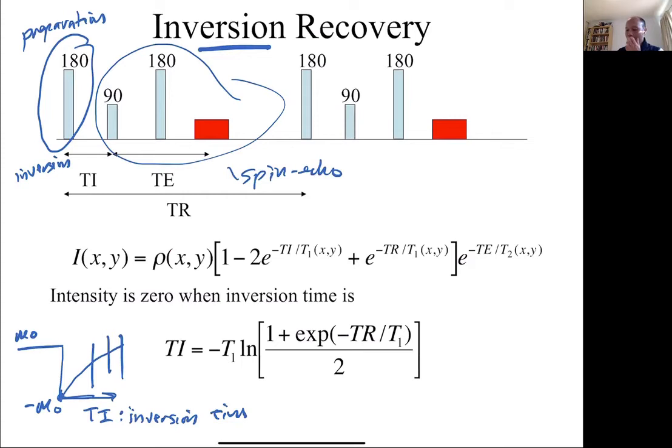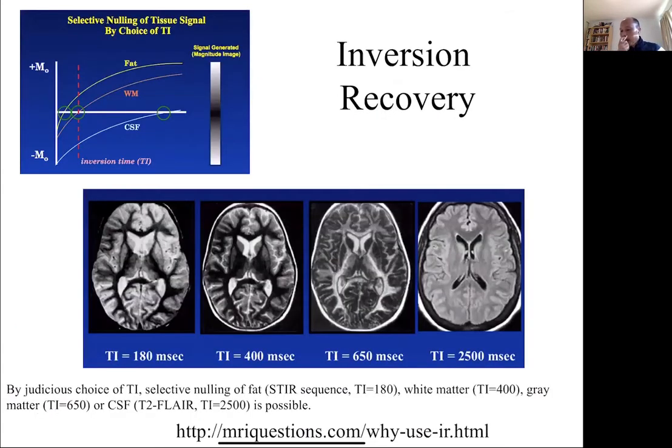And the nice thing about this is, let's say this is 0. With the correct inversion time, you can actually make it so that if you acquire at that time, the magnetization is 0. And so you can null out a species. And in fact, given a TR and a T1, you can pick the inversion time that will give you an intensity of 0. And so this is a nice way of essentially erasing out tissue types that you may not care about, okay?